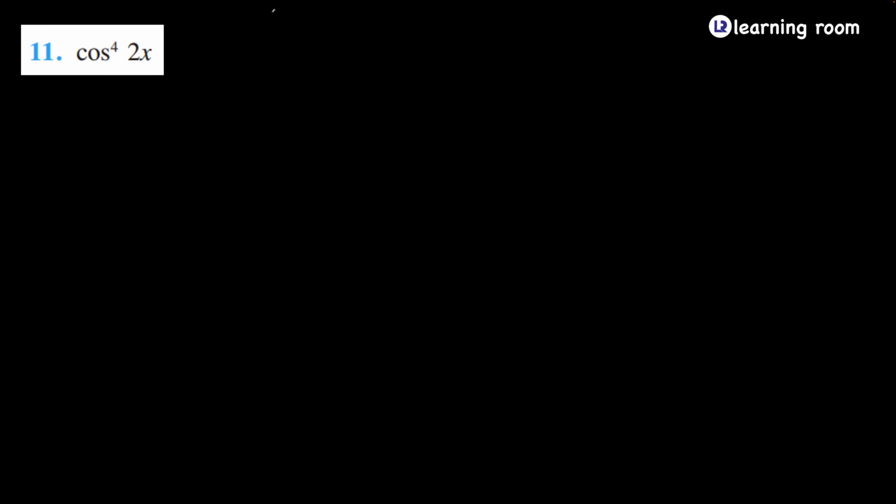Good. So cos 4x by 2 as a whole square and put. Or else you can directly see, you can write it as cos square 2x the whole square. So that cos square 2x, you write it as 1 plus cos 4x by 2 the whole square.